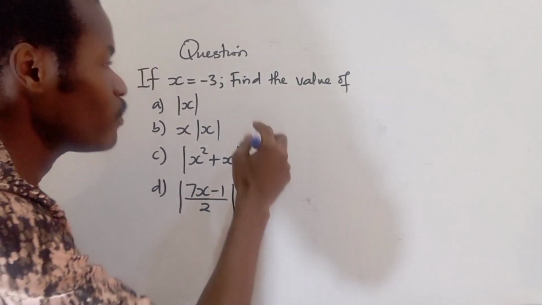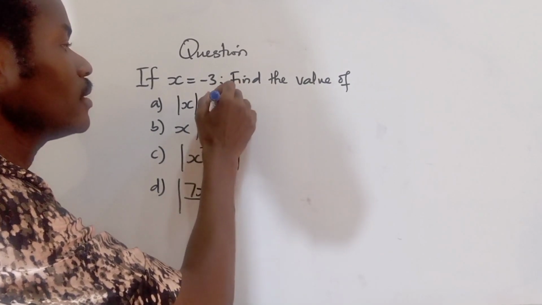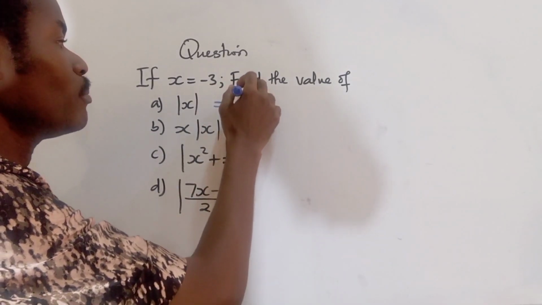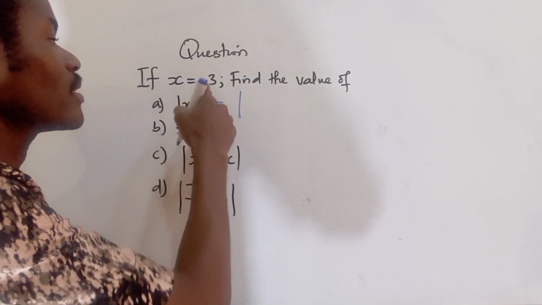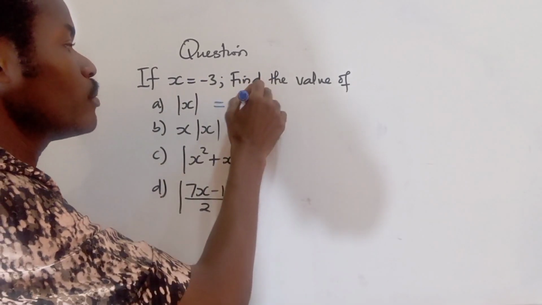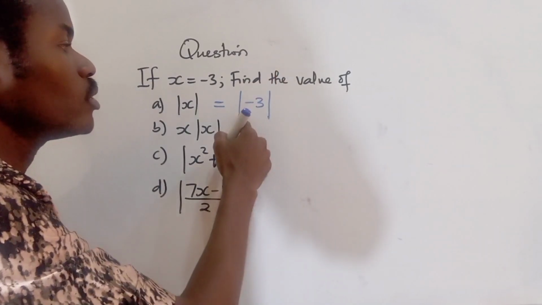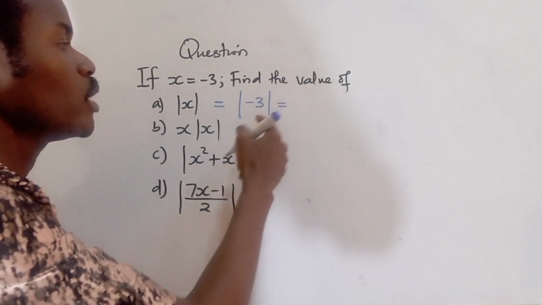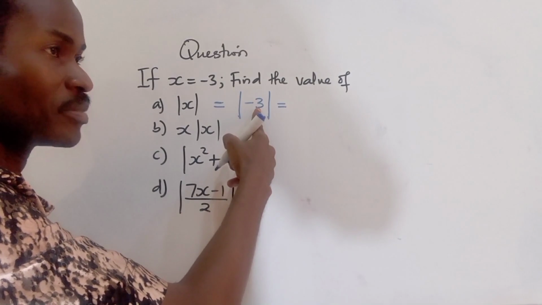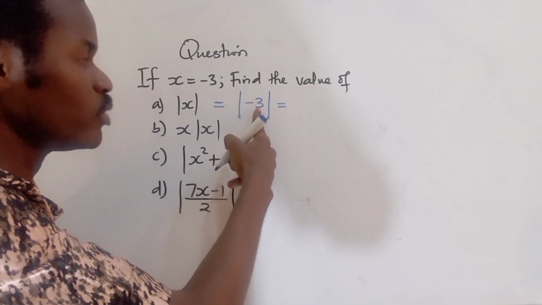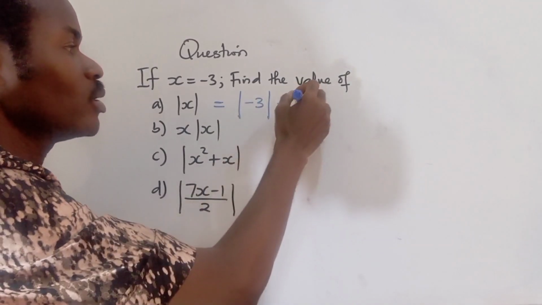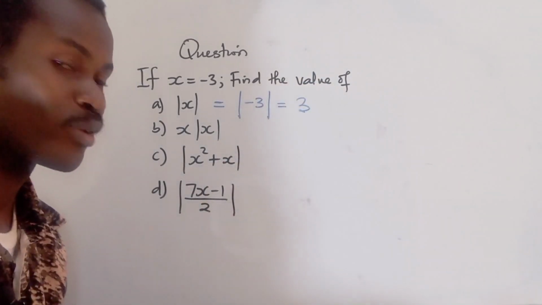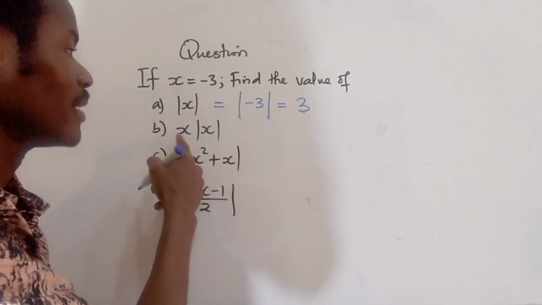The first problem is very easy. We are simply going to say modulus, remember x is minus 3, so we input minus 3 here. The modulus of minus 3 is going to be the actual value here, which is 3, ignoring this sign. So our answer to this first one is 3.